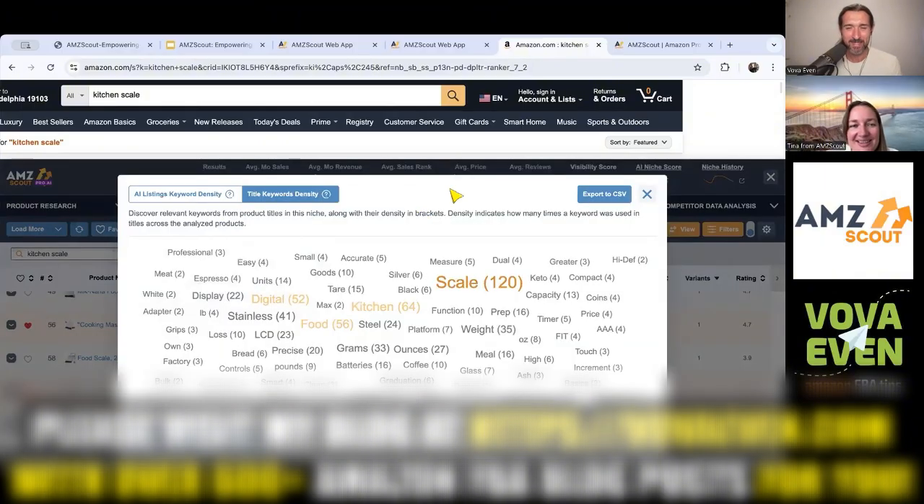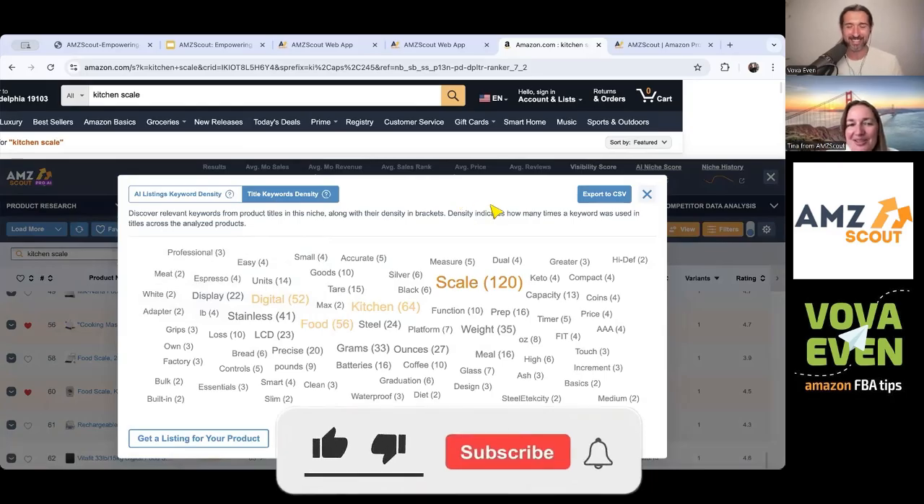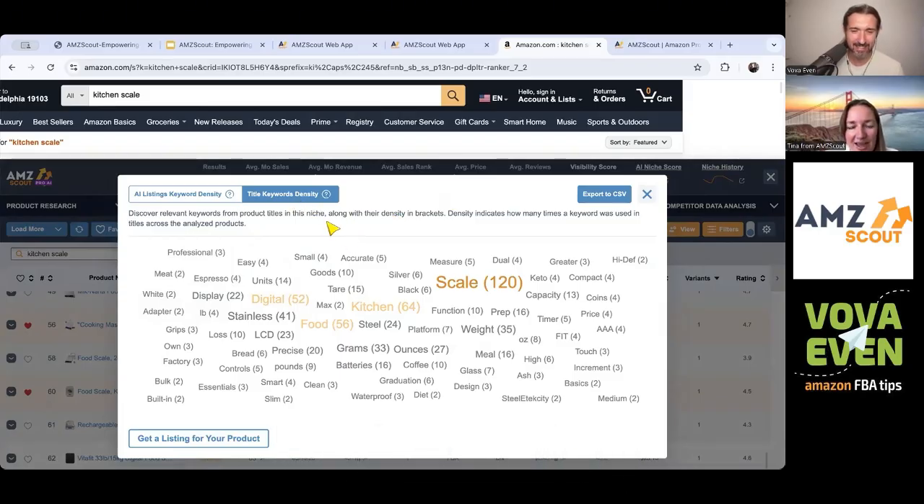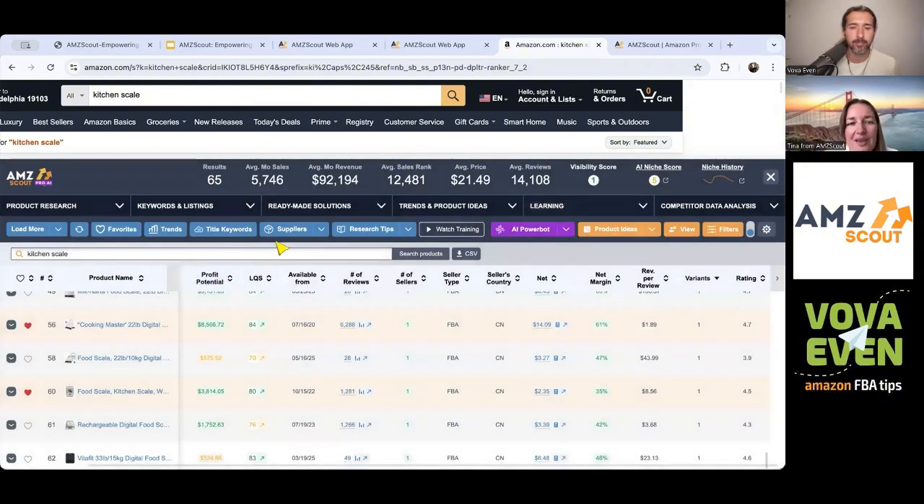Nice. This button also opens the same window with the keywords. It just opens it on the second tab first, the title keywords. But then you can get to the first tab with our new AI listings keywords. I've already shown that. The suppliers button is a really cool one.